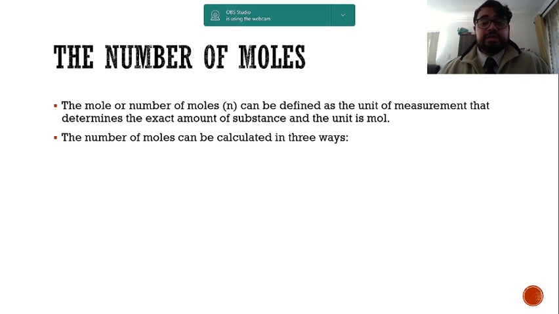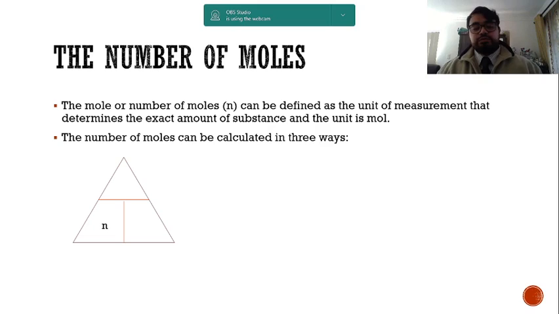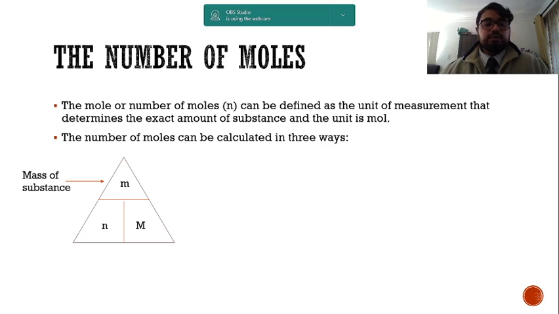Number of moles can be calculated in three ways. I'm sure you guys know these triangles. They make it quite easier to understand formulae. So number of moles, which is n, equals mass over molar mass. Small m is the mass of the substance, big M is the molar mass of the substance. That is way number one, where we use mass.